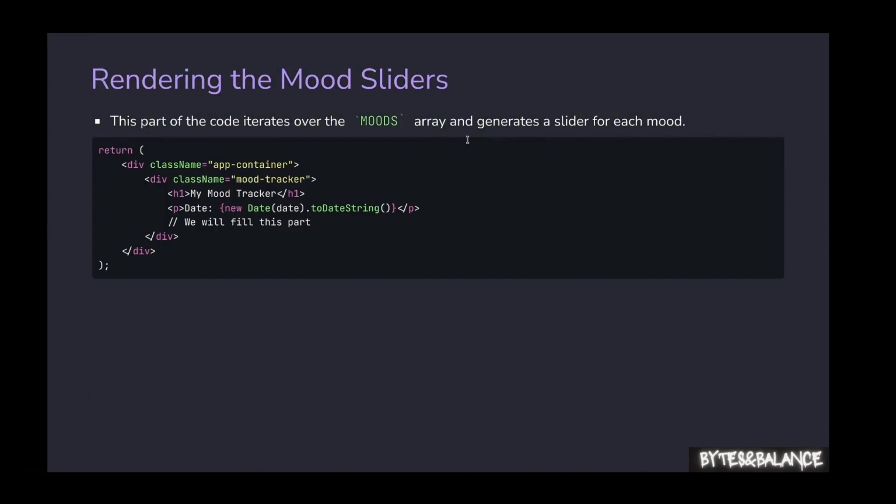In this part of the code, we retain a JSX structure that includes a div with class app-container and mood-tracker. So this is our return. We've got two nested divs, app-container and mood-tracker, and we're going to fill this part very soon. The only part that you have to know is we've selected the date, and this is our date.